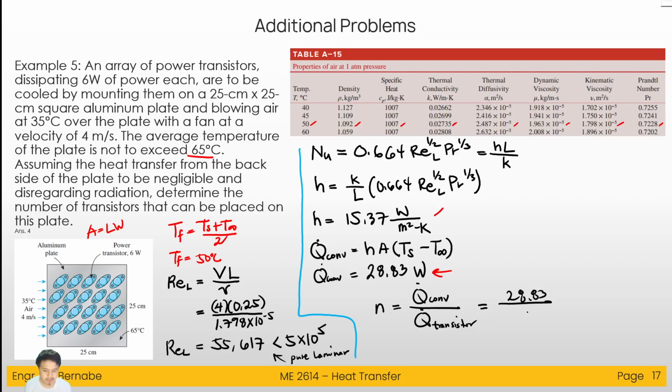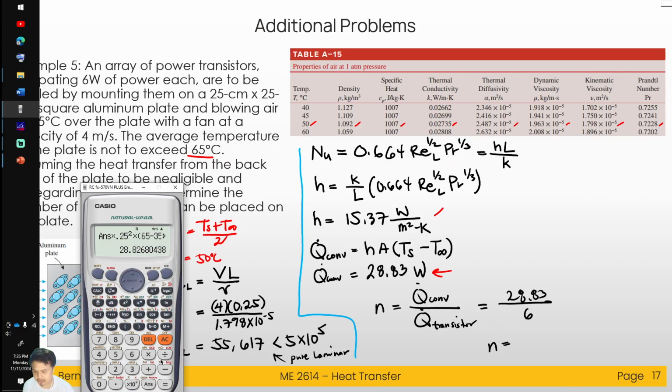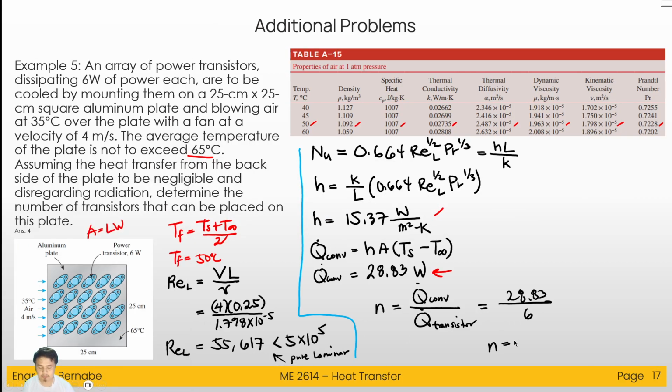So we have 28.83 divided by 6. How many can be put? We have 4.8. You can't have 0.8 of a transistor; you can either have 0 or 1. Therefore, the maximum that you can put is 4 transistors.